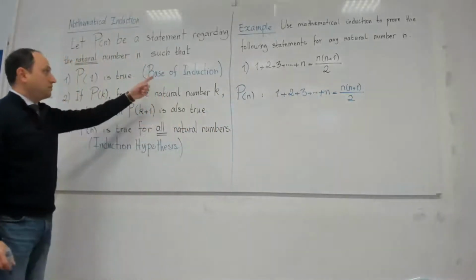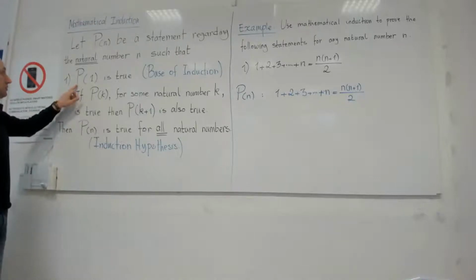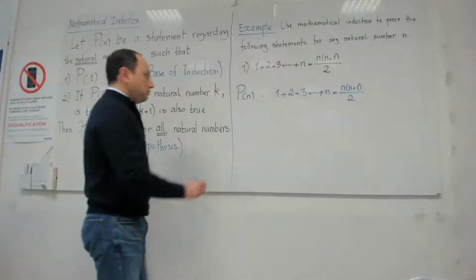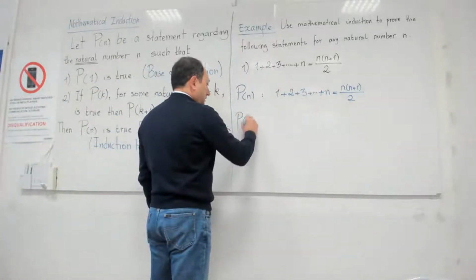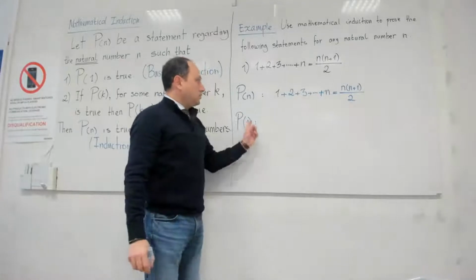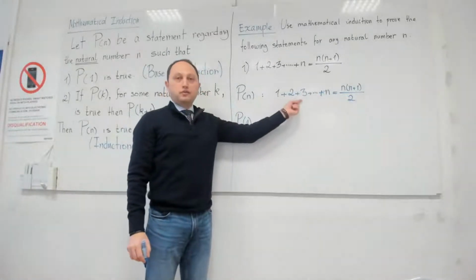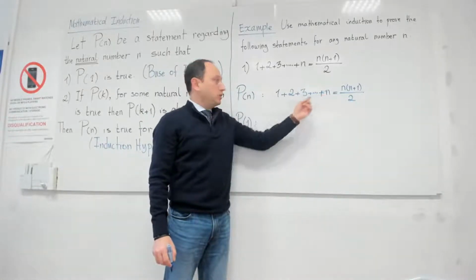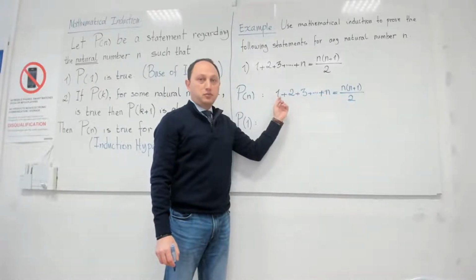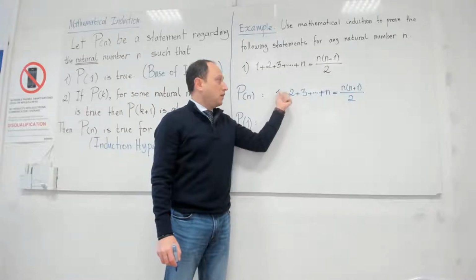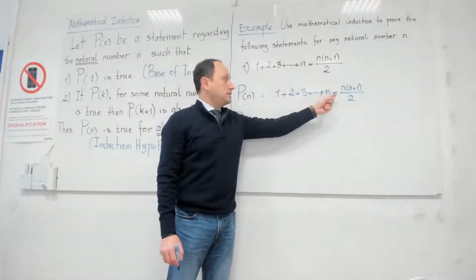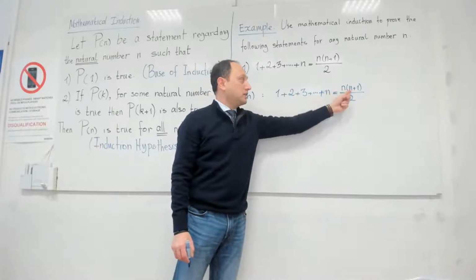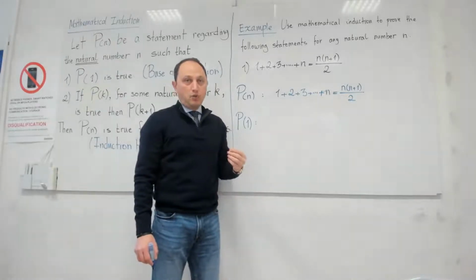The first step is the base of induction. I need to check if P1 is true or false. Yes. So what is the meaning of P1? You need to have a good way of reading this formula. This formula tells you that if you give me n, I will start adding the natural numbers from 1 up to n, and this is claiming that this would be equal to that number multiplied by the next number divided by 2.